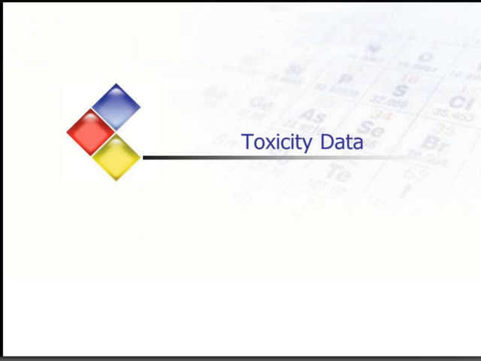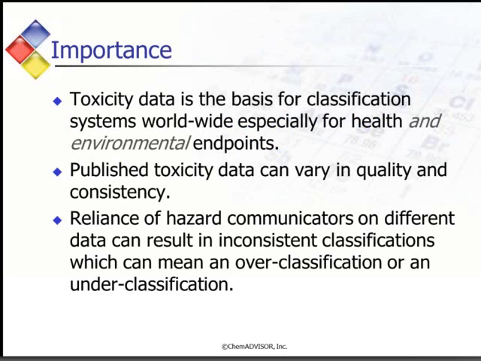Toxicity data. Toxicity data is the basis for classification for health as well as supporting environmental endpoints. Published toxicity data can vary pretty widely in quality as well as in consistency, and it is up to the user of that data to determine the data that best fits your situation or your scenario.